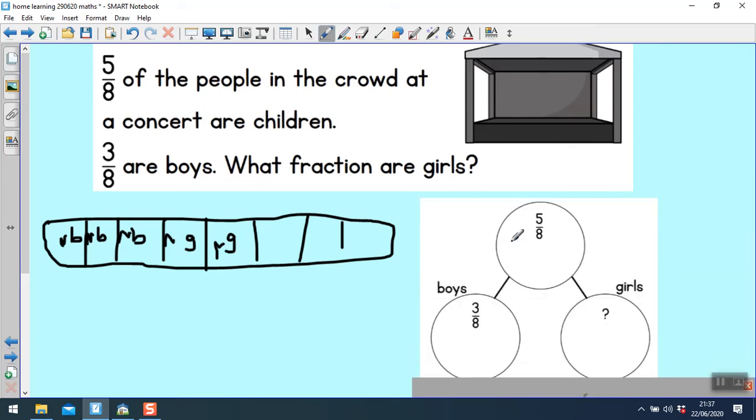I can show it like this. 5/8 altogether, 3/8 are boys, 2/8 are girls. And you might know that 2/8 is the same as 1/4. We can divide them both by 2.